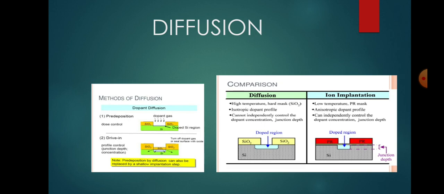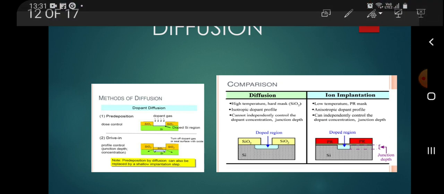In diffusion, an isotropic dopant profile is formed, but if we require an anisotropic dopant profile, then ion implantation is preferred. In the diffusion process, the dopant concentration and the junction depth cannot be independently controlled, but in ion implantation, we can independently control the dopant concentration and the junction depth. So if we need a process in which higher accuracy is required, ion implantation is the preferred method.